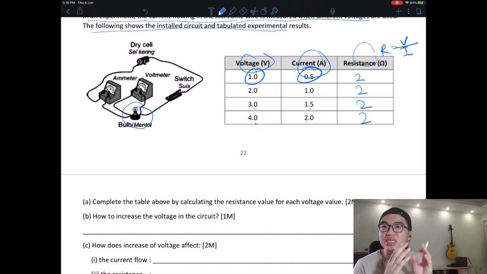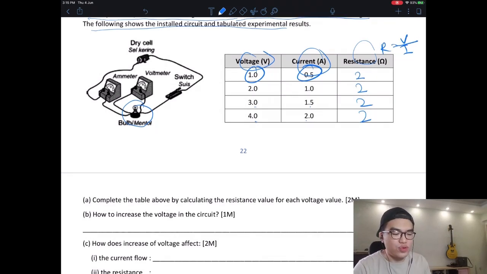Resistance is fixed unless you have a variable resistance like a rheostat, the one you turn in your water heater. If not, it doesn't change. It will always be that resistance. Do you need to write a unit here? No, because it's already written for you here.